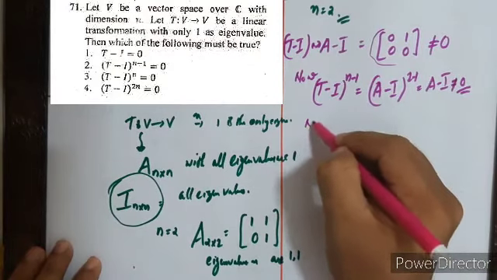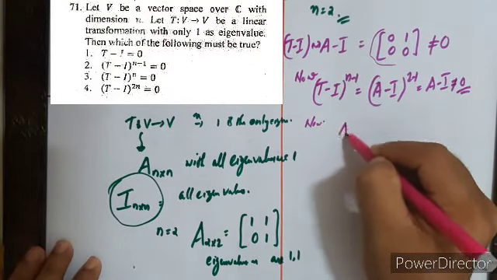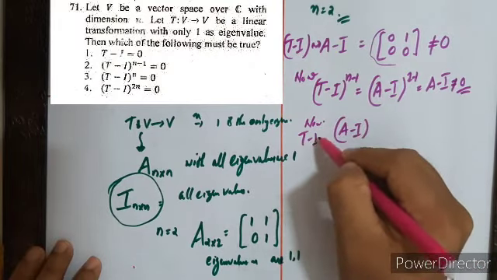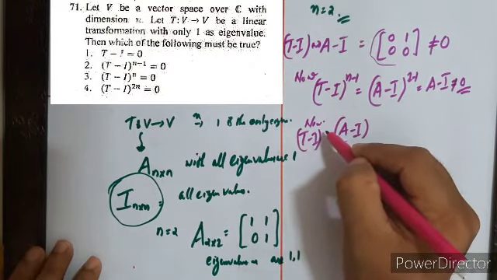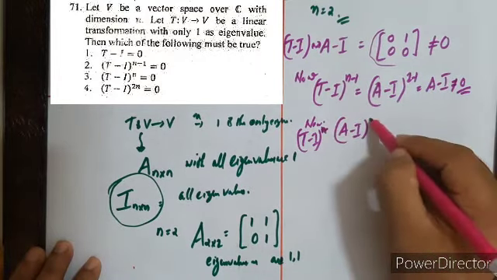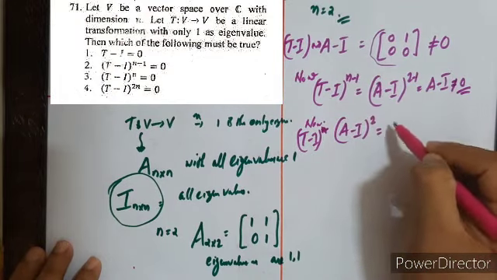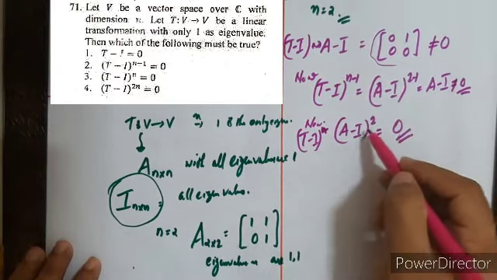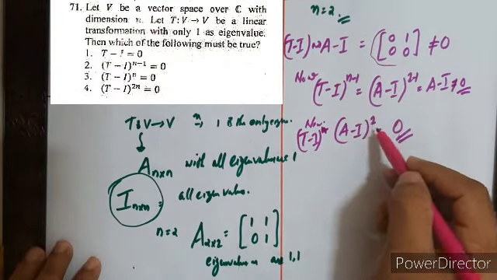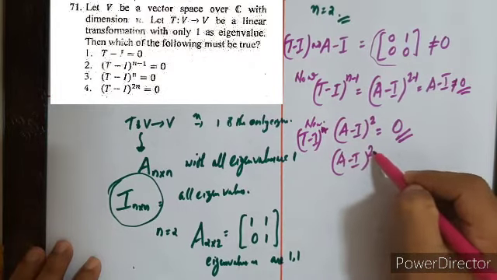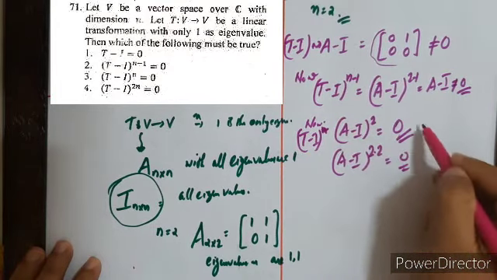Now the next option is (A minus I), or (T minus I), raised to n, which is equal to (A minus I) squared. If you multiply this, you will get 0. If (A minus I) raised to n is equal to 0, then (A minus I) raised to 2n is equal to 0.